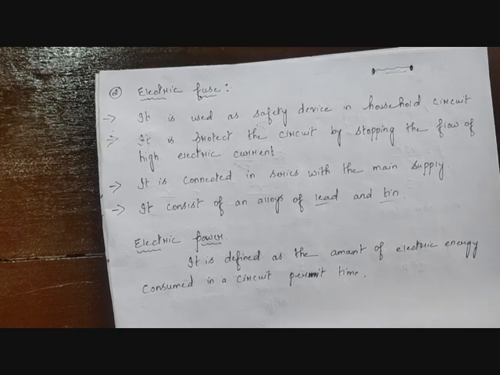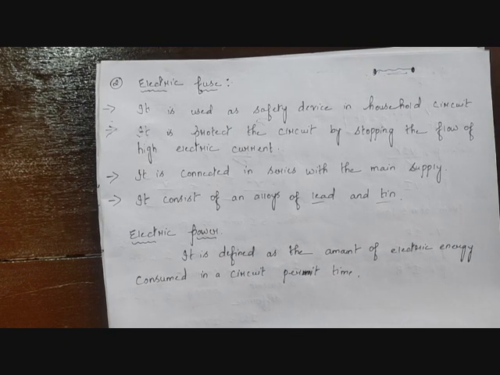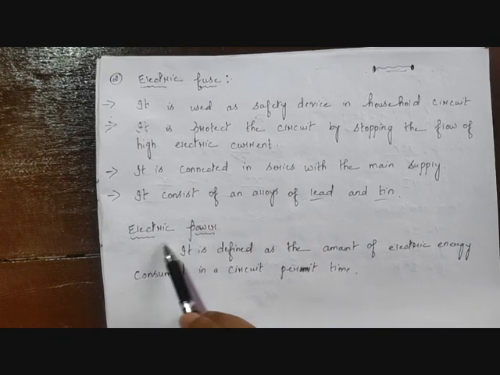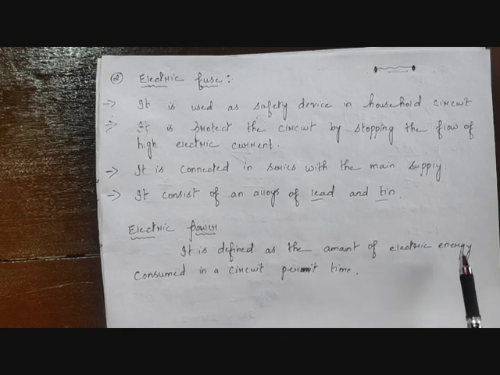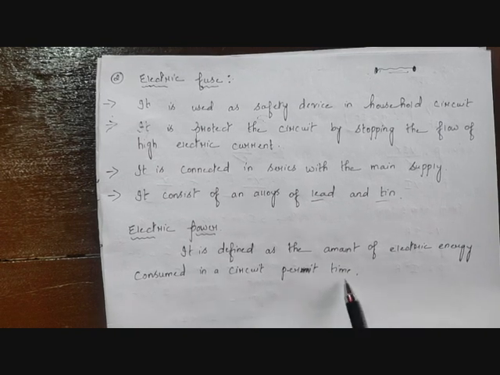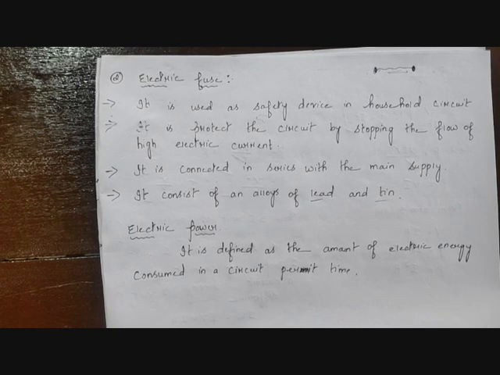Now, your last topic for this chapter is electric power. See, power is simply about energy, right? If I say what's energy, energy means rate of doing work, right? So what's electric power? It's defined as the amount of electric energy consumed in the circuit per unit time. So electric power is nothing but the electrical energy consumed in a given time.